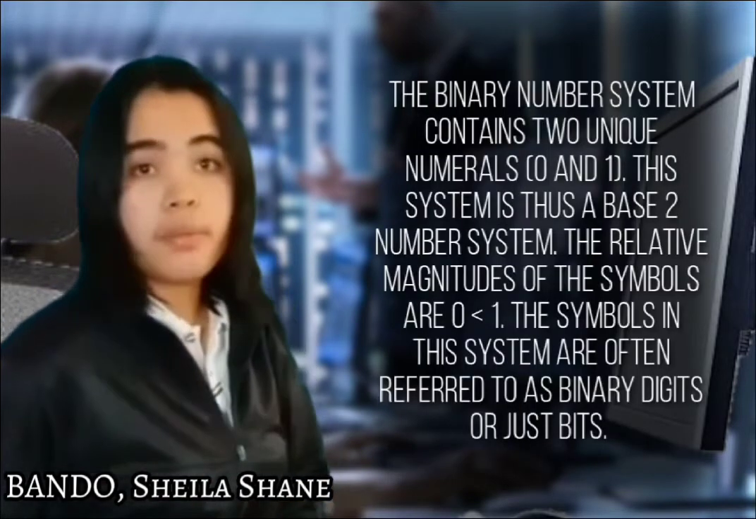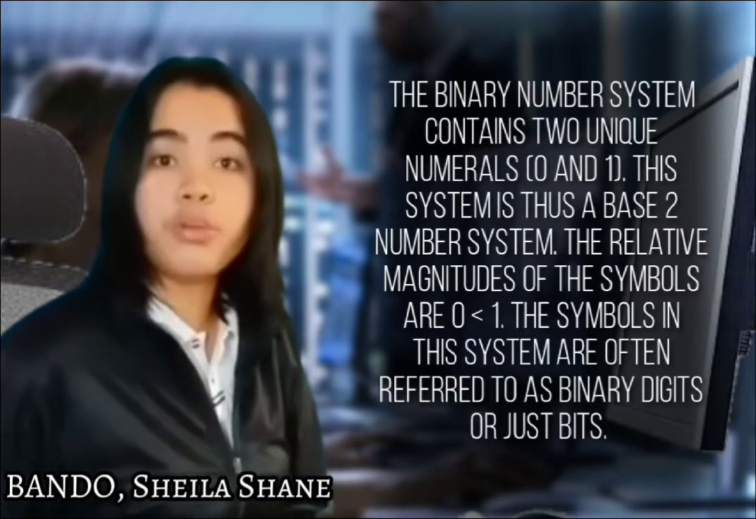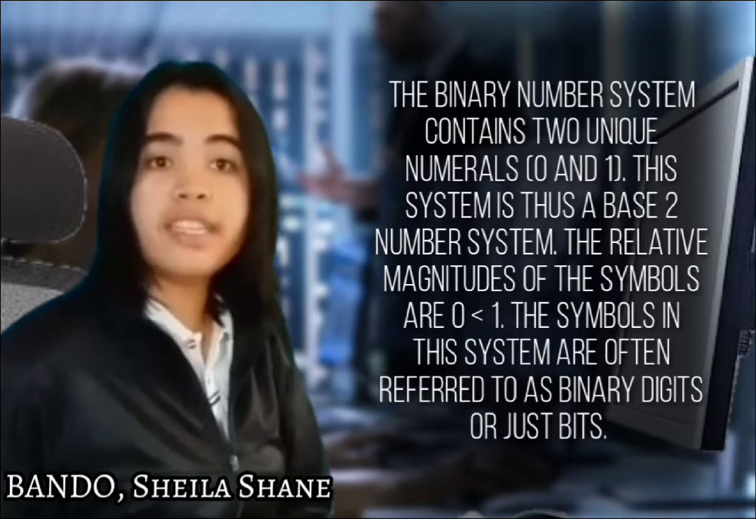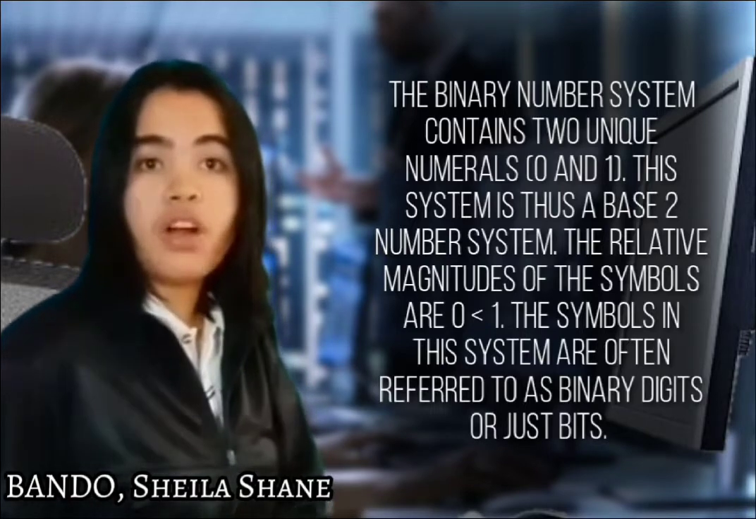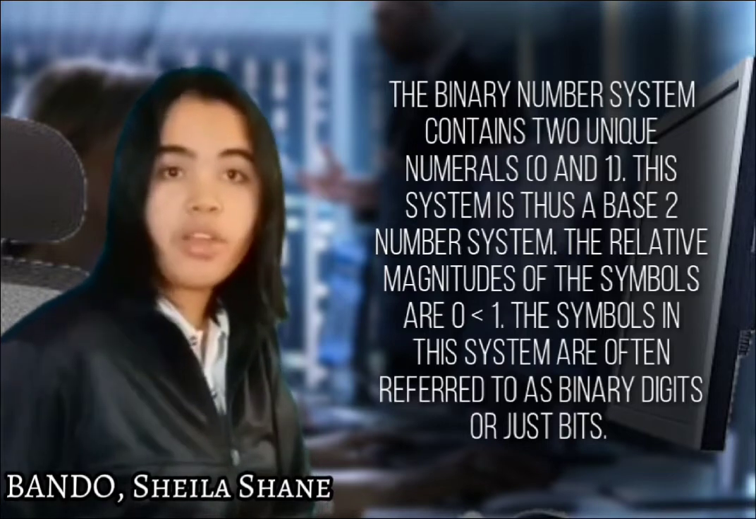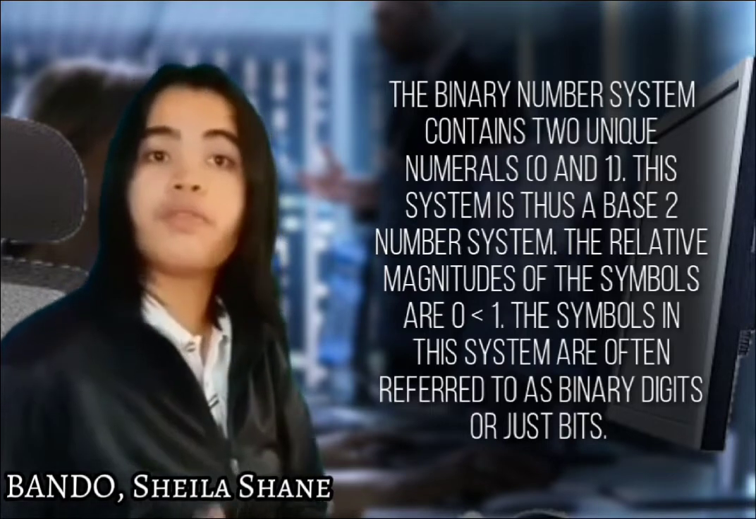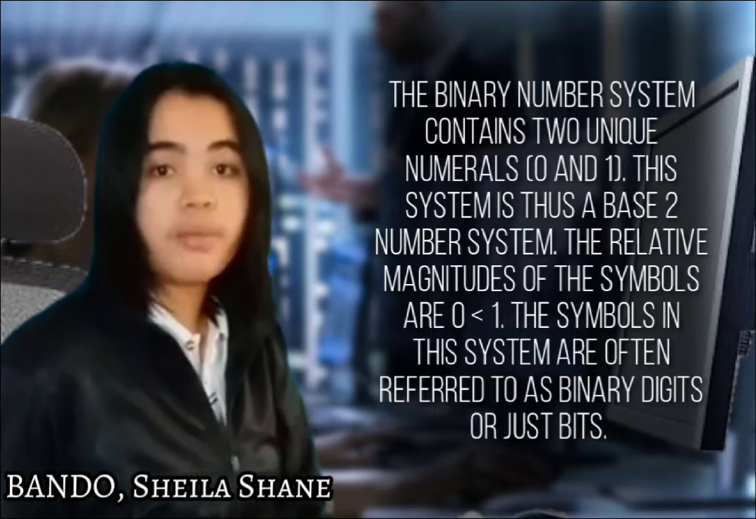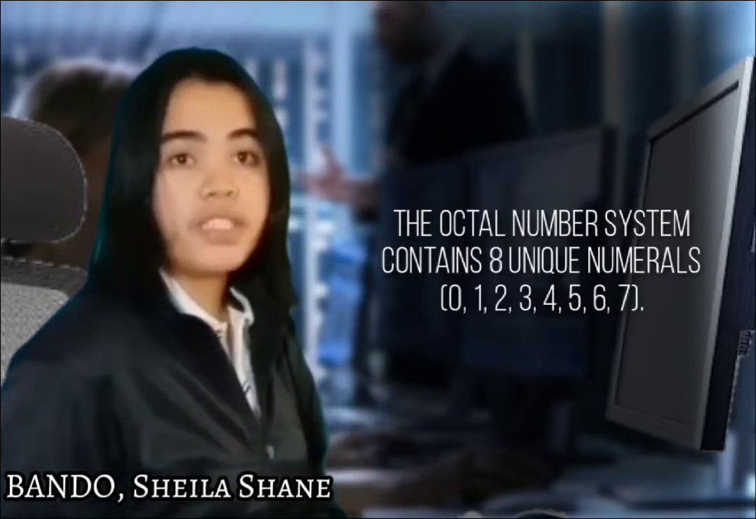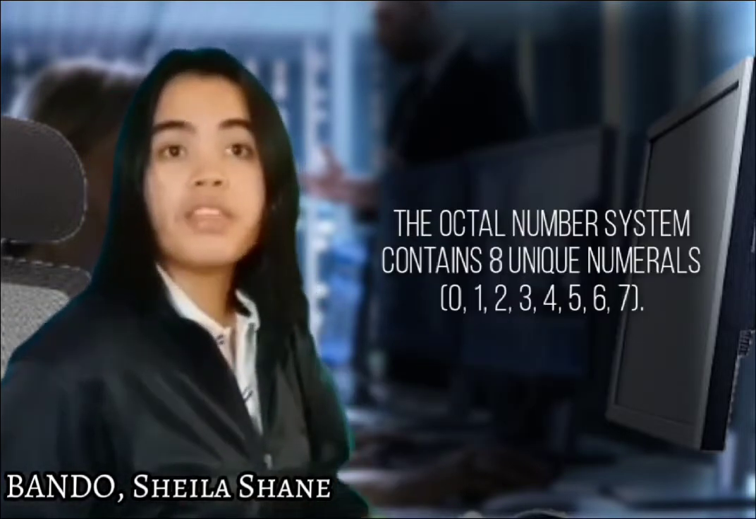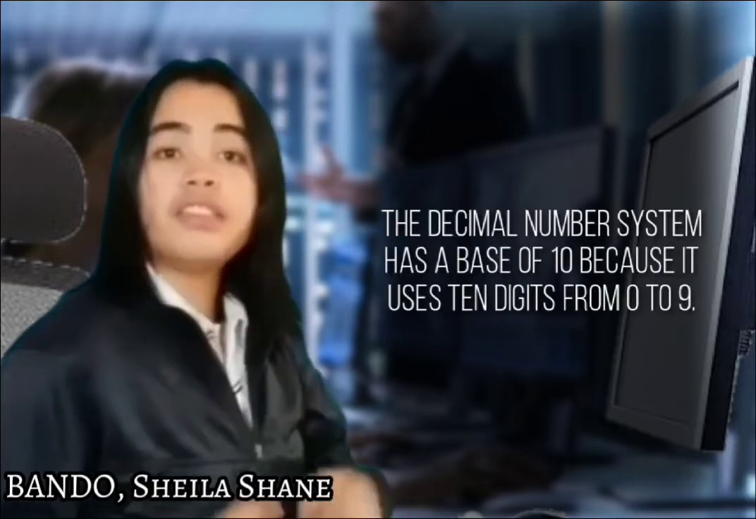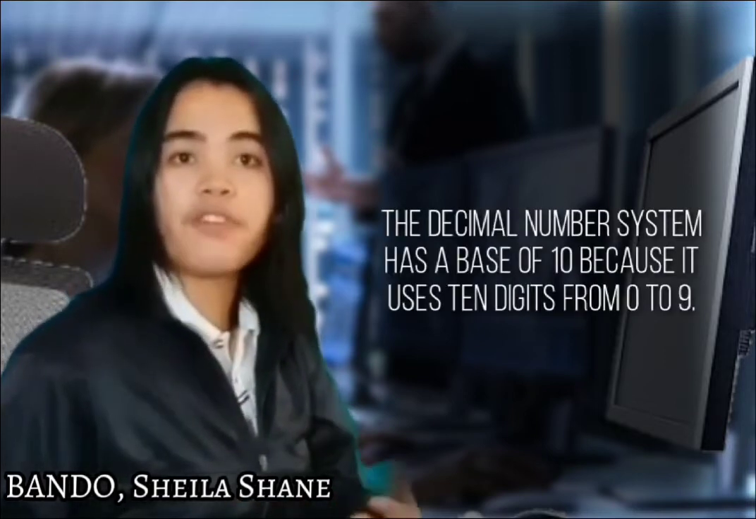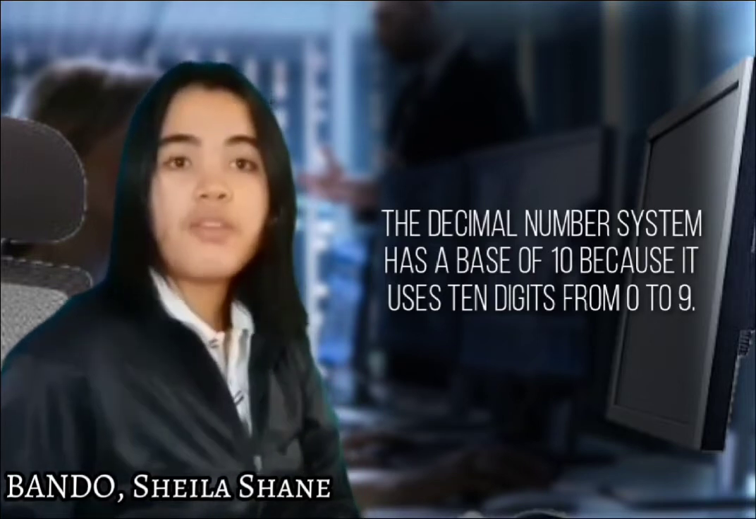The binary number system contains two unique numerals, 0 and 1. The system is thus a base two number system. The relative magnitudes of the symbols are 0 less than 1. The symbols in the system are often referred to as binary digits or just bits. The octal number system contains 8 unique numerals: 0, 1, 2, 3, 4, 5, 6, and 7. The decimal number system has a base of 10 because it uses 10 digits from 0 to 9.